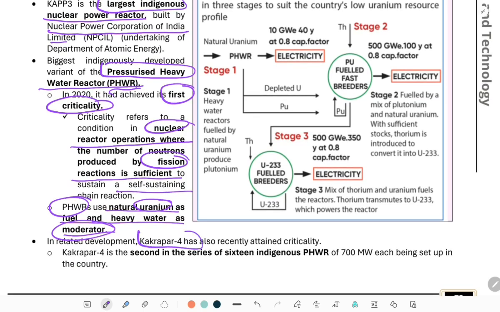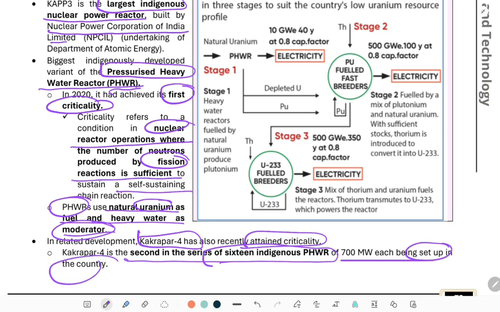And then Kakrapar 4 has also recently attained criticality, and it is the second in the series of 16 indigenous PHWRs of 700 megawatt each being set up in the country.